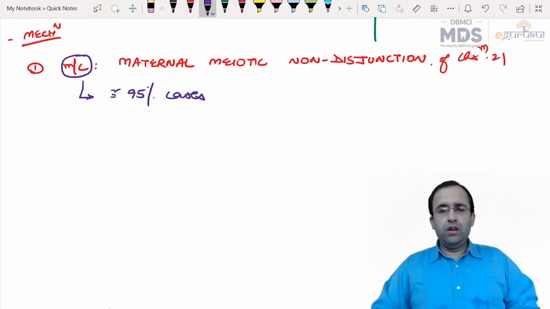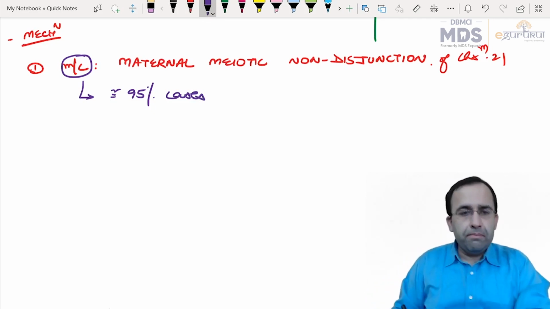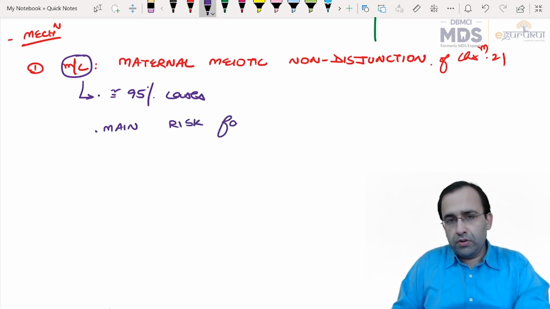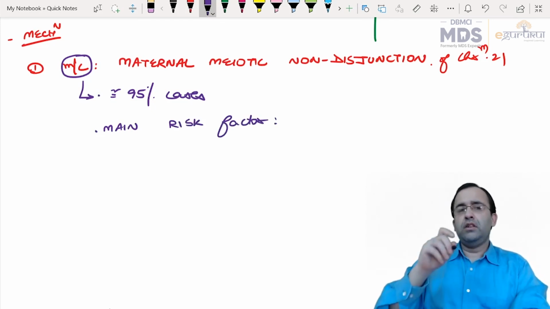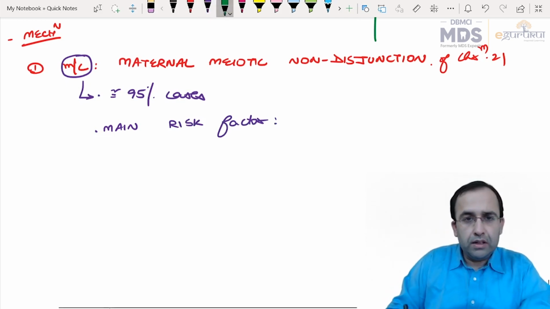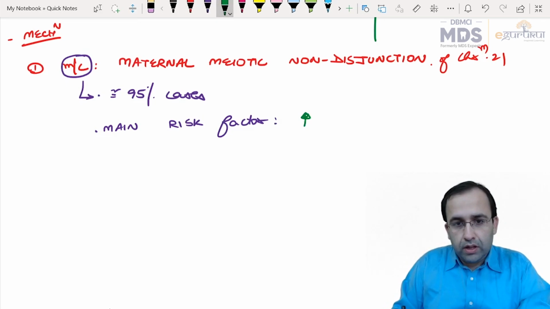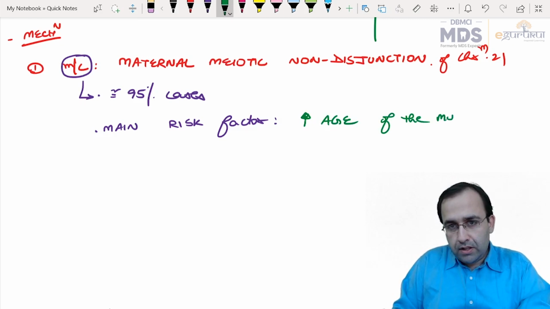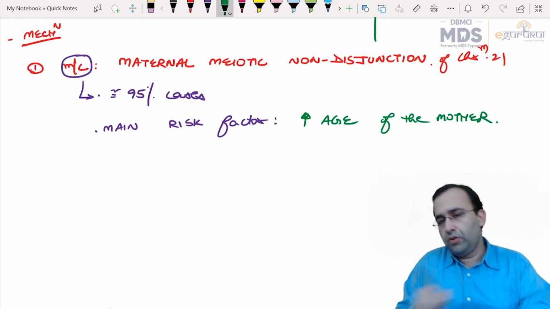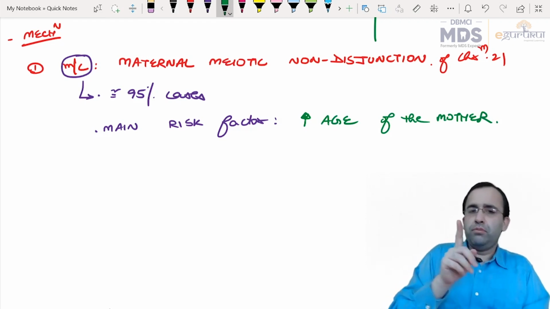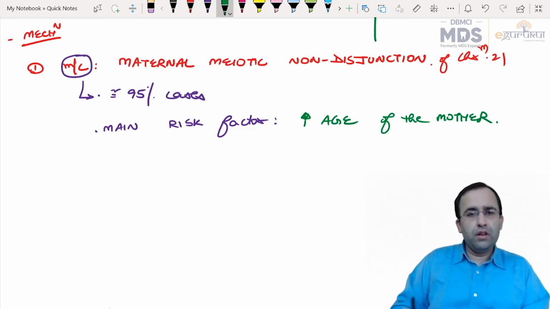First point. Next point. What is the main risk factor for Downs to occur? Alcohol, smoking, increased age, multiparity? The main risk factor for Down syndrome is increased age of the mother. First point, so this is the most common mechanism of having Downs.